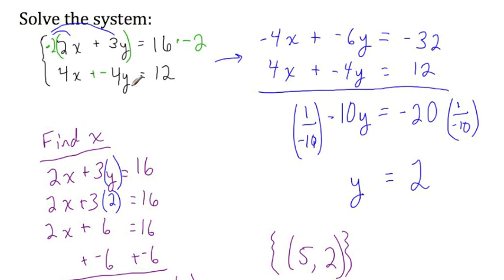As always, whenever you solve a system of equations, you can check by substituting 5 in for x and 2 in for y, simplifying both expressions in the equation and making sure that you get a true equation. And you can do that in both of the equations. You should get a true equation in each of them.